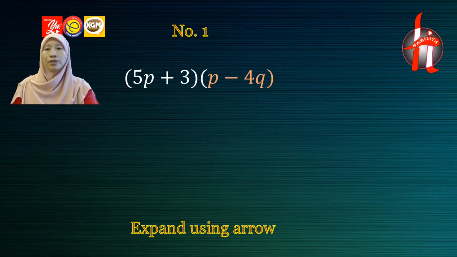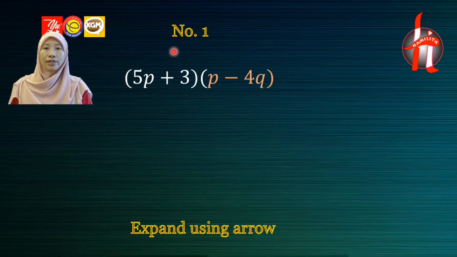Okay, we have two expressions here, 5p plus 3 multiply p minus 4q. So you must remember that every term inside the first bracket must be multiplied with every term inside the second bracket. Okay, let's see how.